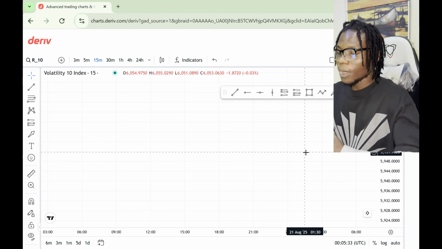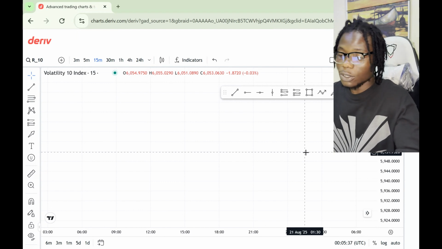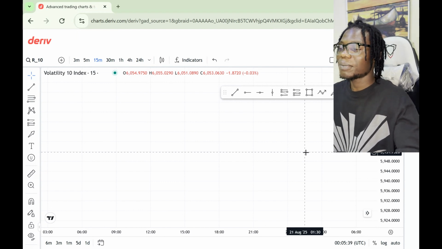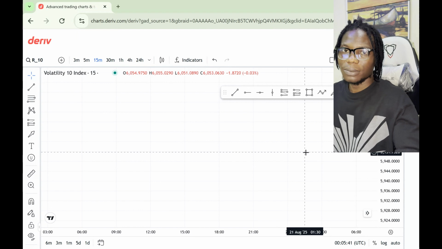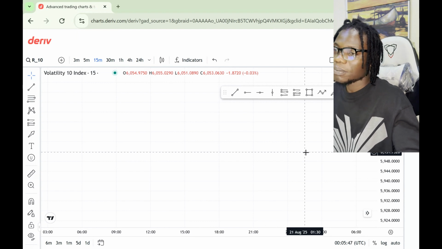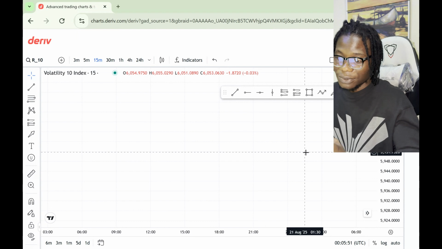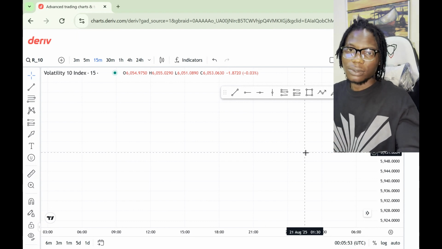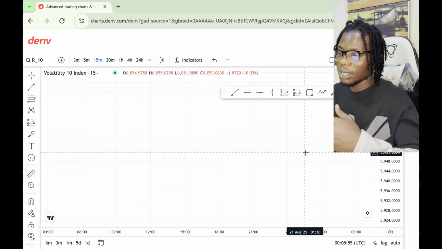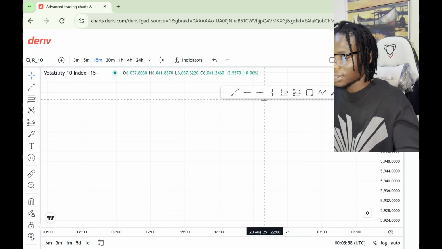Okay guys, like I said, support and resistance are bases whereby price has hit multiple times. So if you see price has hit those bases multiple times, meaning levels where price has reached and hasn't broken those levels, we just use our imaginary line to say, okay, this is a support, this is a resistance.